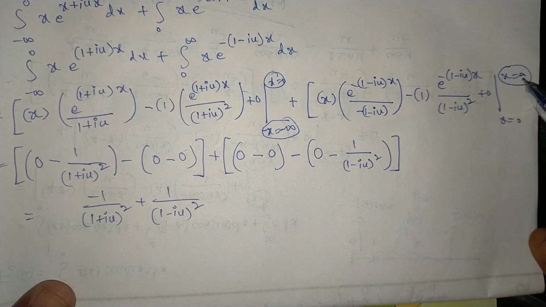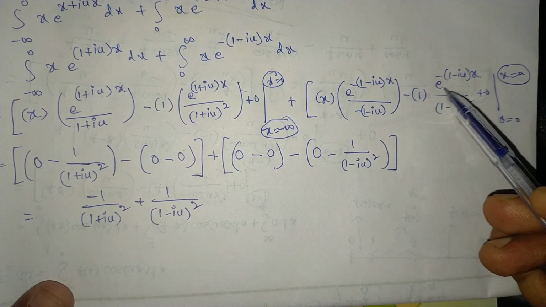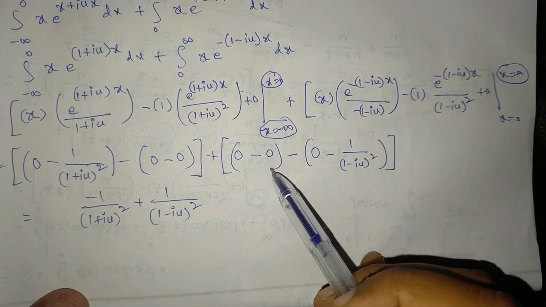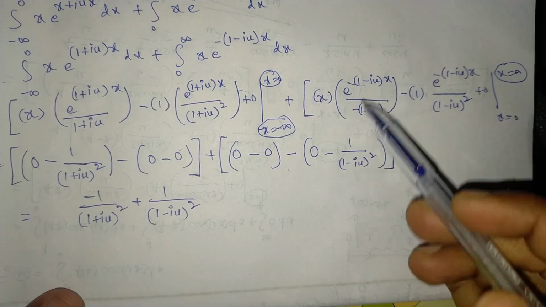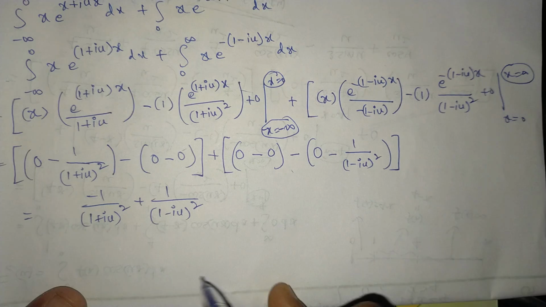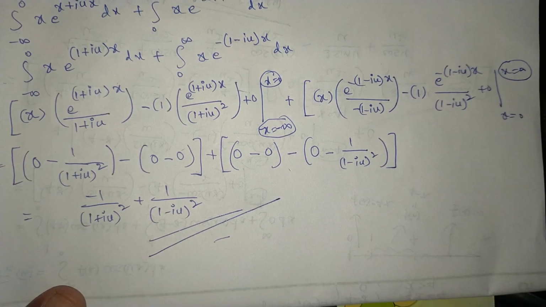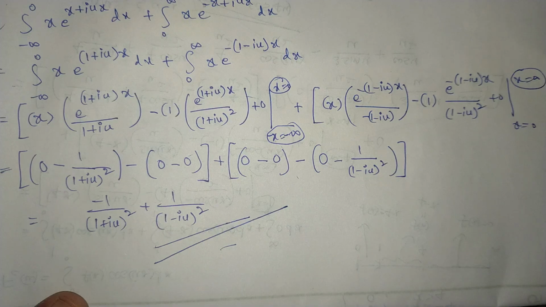So plus here x equals infinity, that is the upper limit. So e power minus infinity is 0 and minus e power minus infinity is also 0. Minus, this is the upper limit, minus the lower limit x equals 0. 0 into anything is 0, minus e power 0 is 1, divided by 1 minus i u whole square. So this is your Fourier transform of x into e power minus mod x.